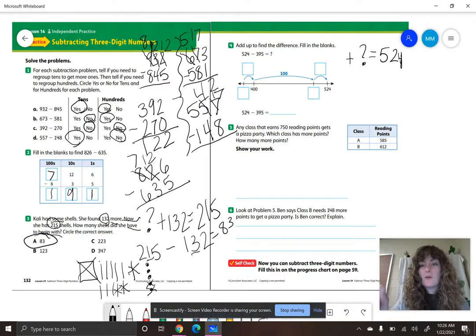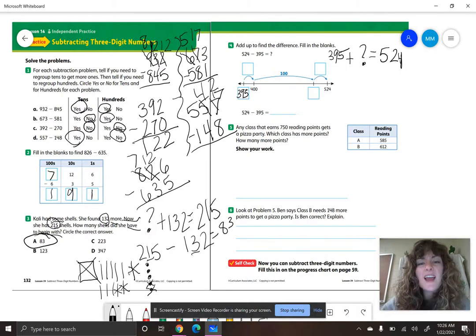What is the part that we are starting with? 395. All right, so for this first box, what number is going to go there? What is the part that we know? 395. So we're going to have to write really small, 395. And then we have a smaller jump. We are going from 395 to 400.